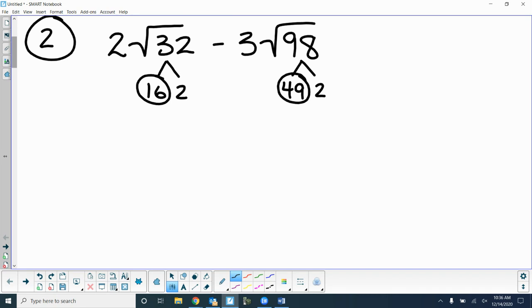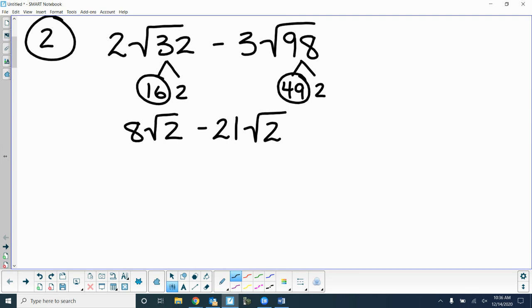So what's the square root of 16? 4. What do I do with that 4 when I pull it out front? Multiply it by the 2. So that's 8 radical 2. That simplifies. What do I do with that 49? I pull out a 7. And again, there's a number out front, a negative 3 there. So I multiply the negative 3 times 7 and get negative 21. And then a radical 2 is left.